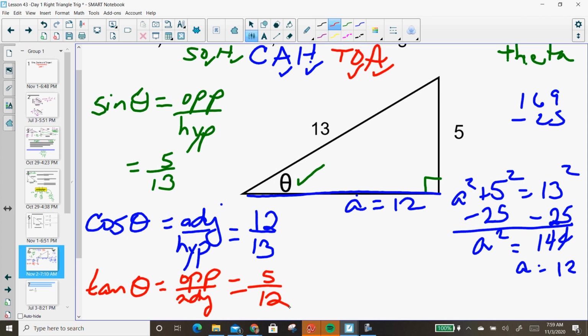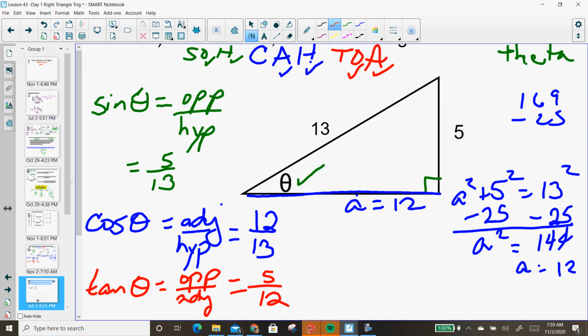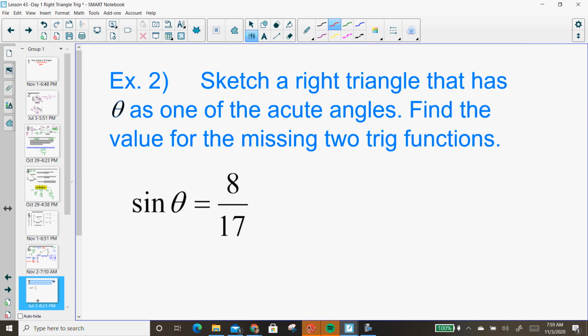Okay, there's another kind of problem that you're going to have, and it will look like this. This is still a no calculator problem. It says sketch a right triangle. So any direction you want, it can have the right angle on the left or on the right, top or the bottom. And I'm going to label it, that's my right angle. And then I need to pick one of the other two angles. So I'll pick this one over here and call it theta.